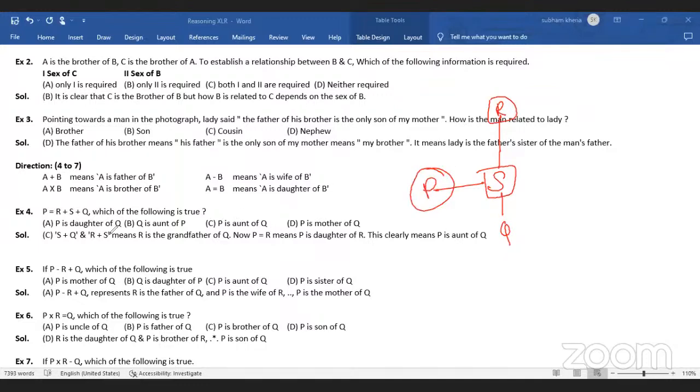Now which is the correct answer? P is the daughter of q. Wrong. Q is the aunt of p. No, p is the aunt of q. So wrong. P is the aunt of q. C, correct. P is the mother of q. Again wrong because she is the sister of s. Any doubts? Is this understood? First question. Quickly tell me, yes or no? There's nothing. Very, very easy things.